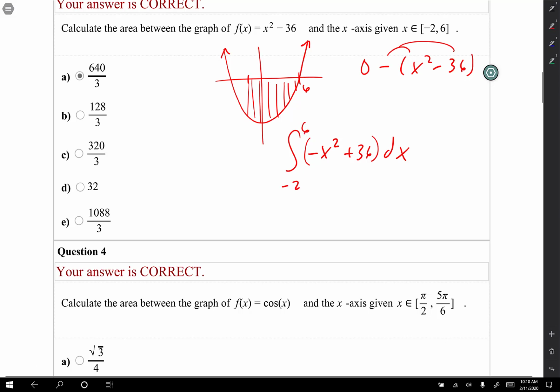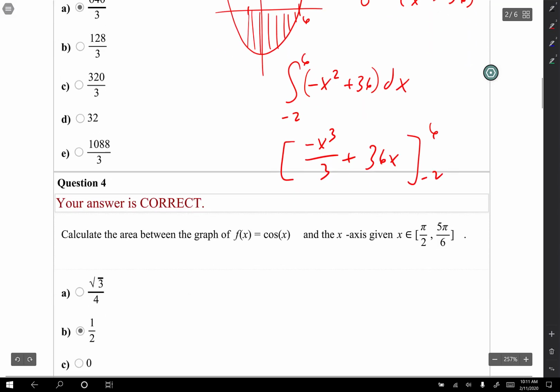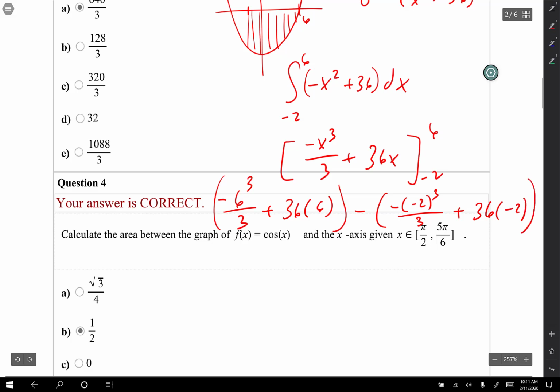So here we go. That's going to be negative x cubed over 3 plus 36x, and I'm evaluating that from -2 to 6, upper minus lower. So negative 6 cubed over 3 plus 36 times 6, minus, negative on the outside, -2 to the third, so it's going to turn to a positive there, over 3 plus 36 times -2. And I'm just going to use my little calculator here for that. 6 to the third divided by 3 plus 36 times 6. Okay, so I get 144 from this one right here.